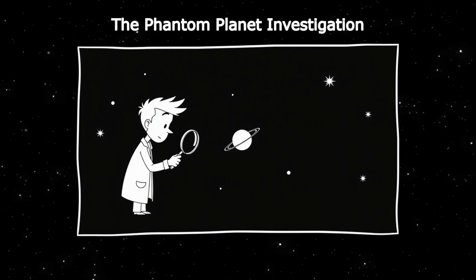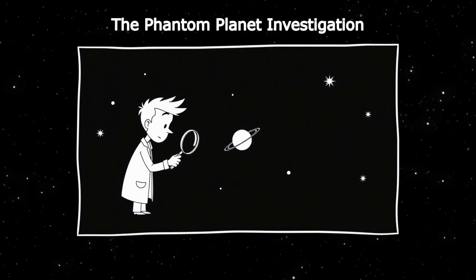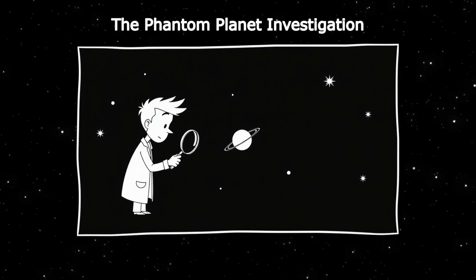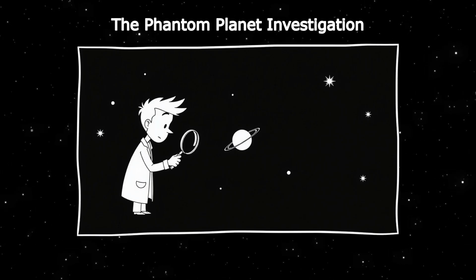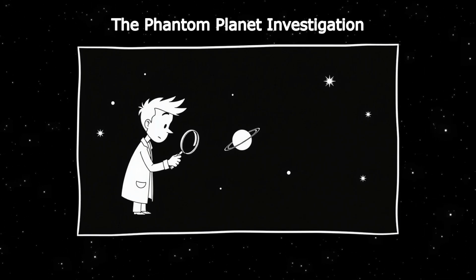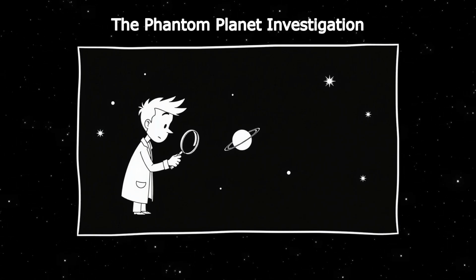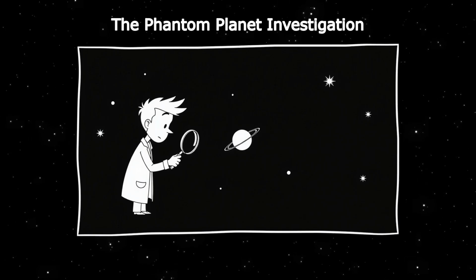Theories have begun to arise about the possible characteristics of this phantom planet. Some scientists speculate that it might be a super-Earth, a planet larger than Earth, but smaller than gas giants like Neptune and Uranus. Others believe it could be an icy giant, potentially similar in composition to Neptune, but located far from the warmth of the sun's rays.